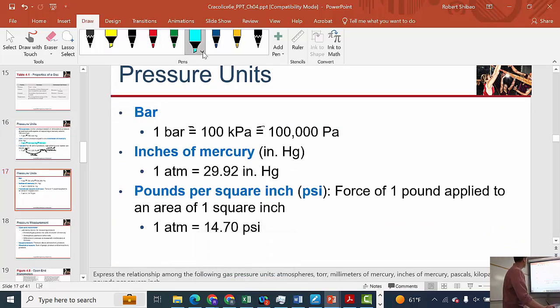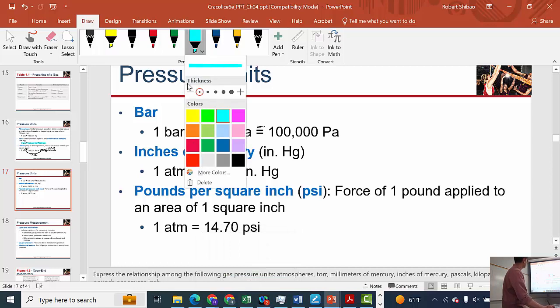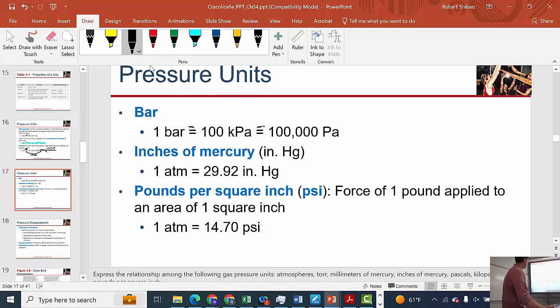This next one we don't have to memorize here. 1 atmosphere is also 29.92 inches. This is not exact. How many sig figs is this? This is 4 sig figs. And I don't memorize this because this one's easy to derive. Normal atmospheric pressure is 760 millimeters of mercury.